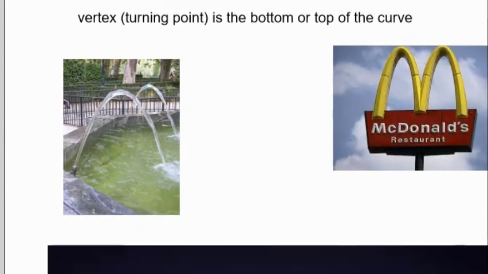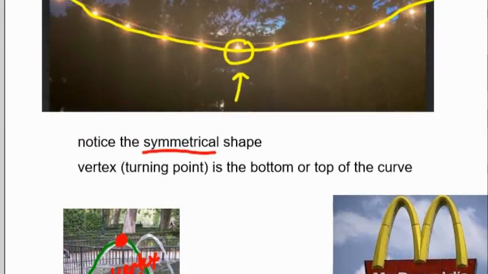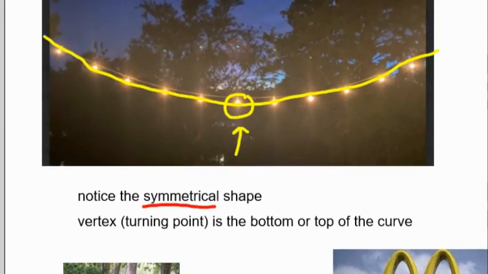As we look at the picture of the fountain, here's the path of the water splashing into the pool. And once again, the vertex is right there. What I want you to notice is that the shape of the parabola is symmetrical. If I had a mirror cutting down the middle of my parabola, this side over here and this side over there are the same. That's important to note with parabolas, the shape that these things make.